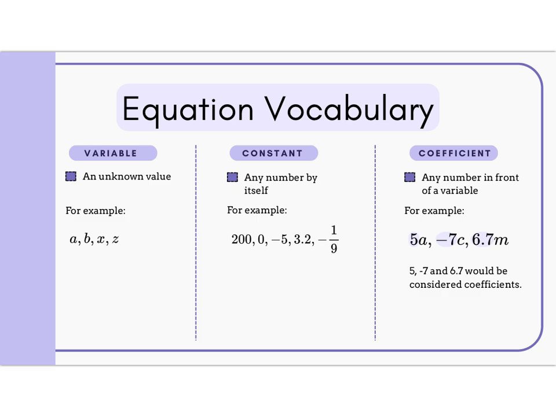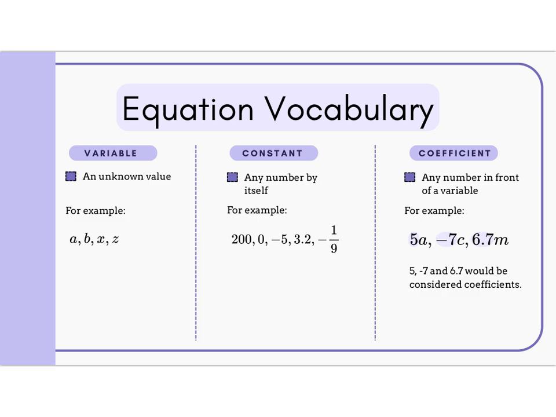Next is a constant. So a constant is any number that is by itself. For instance, it can be 200, 0, it can be a negative number, a decimal, or even a fraction. These are all considered constants.